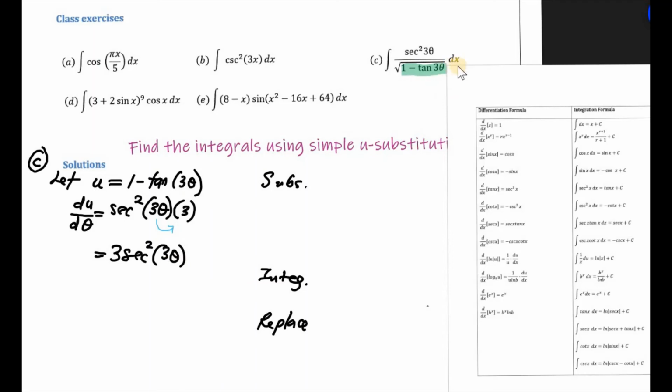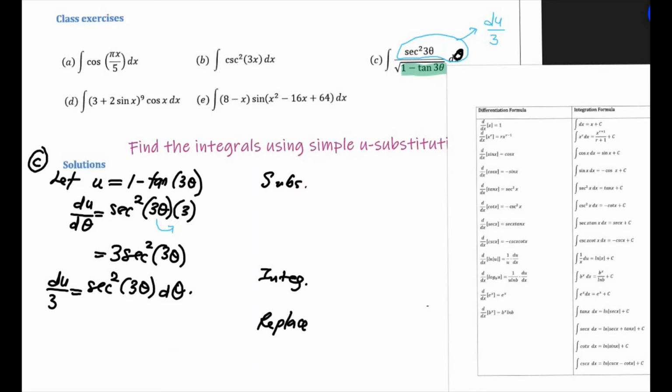So we need to substitute, for this question, I believe this is d theta. So we need to substitute d theta. So where to get d theta? In this case, we have secant square 3 theta d theta. This is d theta. So meaning, let's rearrange it: du over 3 is the secant square 3 theta d theta. So this is our du over 3.